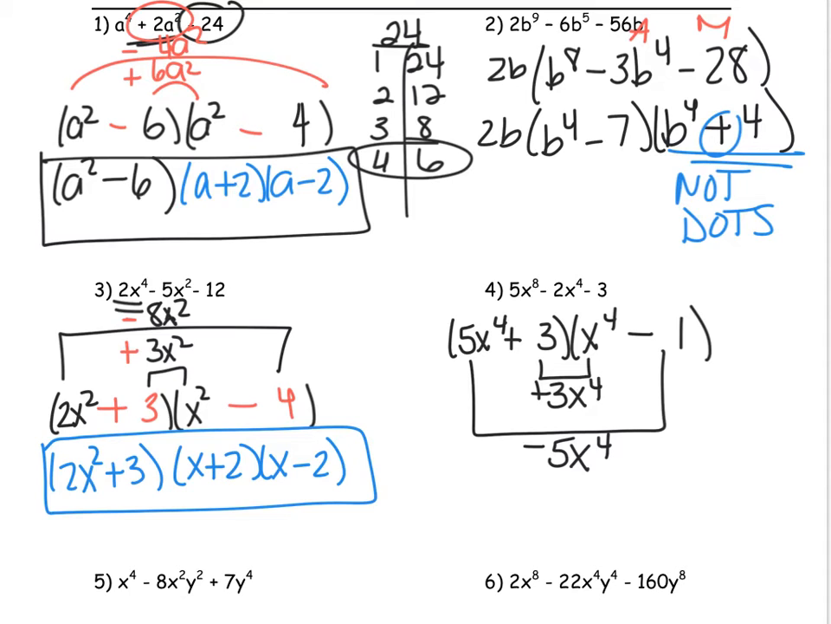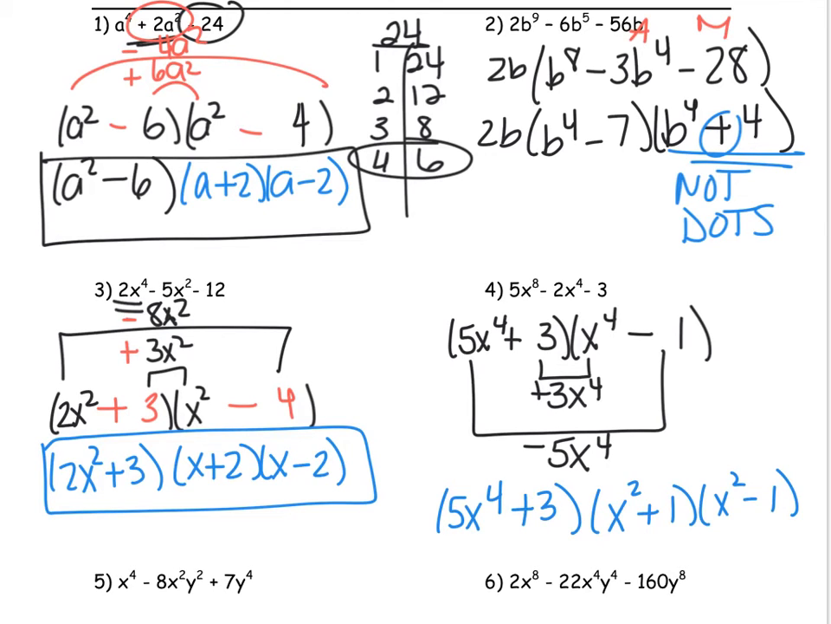Okay, if you stopped here, unfortunately it's not entirely correct because this is another dots. So what you really should have is x squared plus 1 and x squared minus 1, and then we can bring down this 5x to the 4th plus 3.